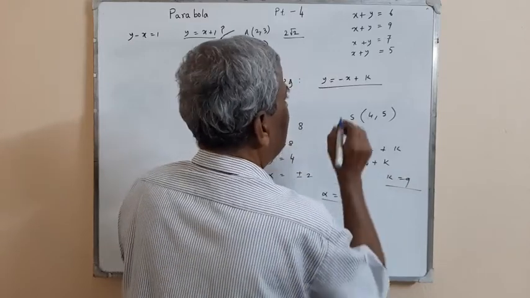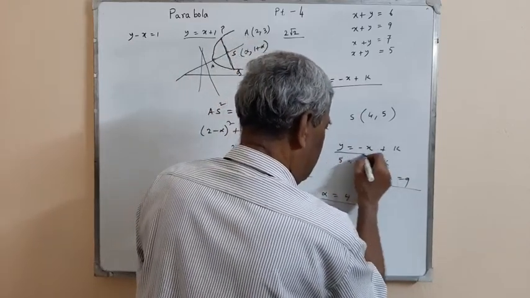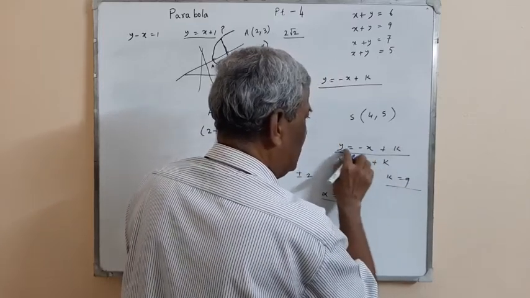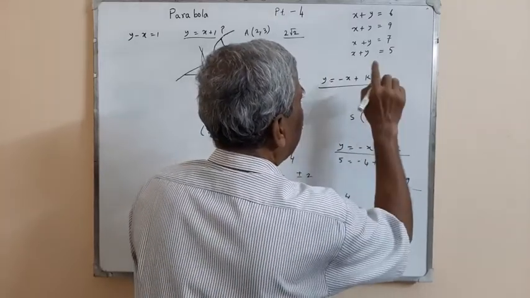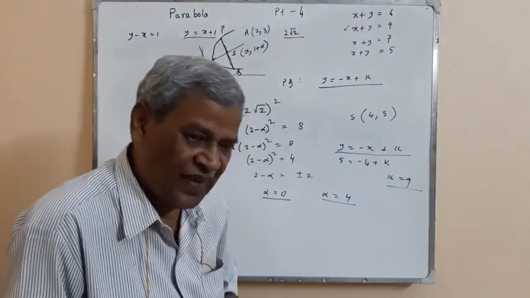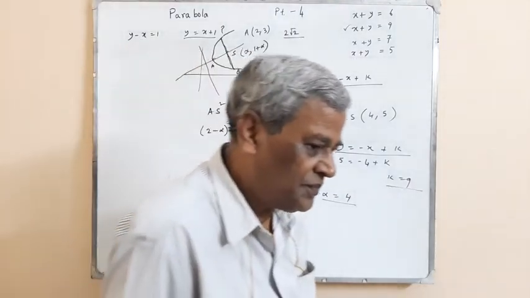So the answer is this, where k is equal to 9. That is, x plus y is equal to 9. So this answer is correct.